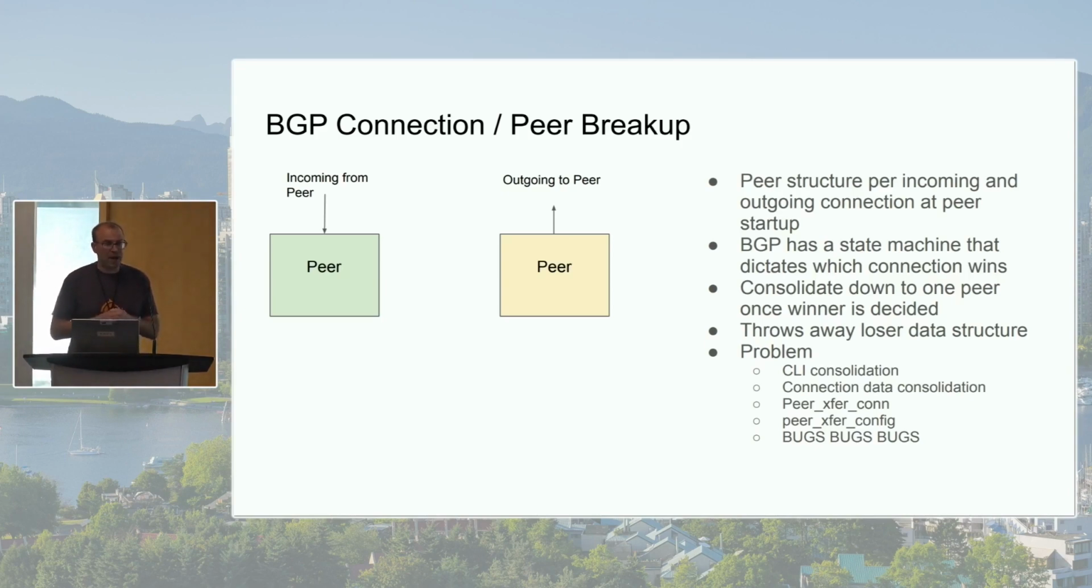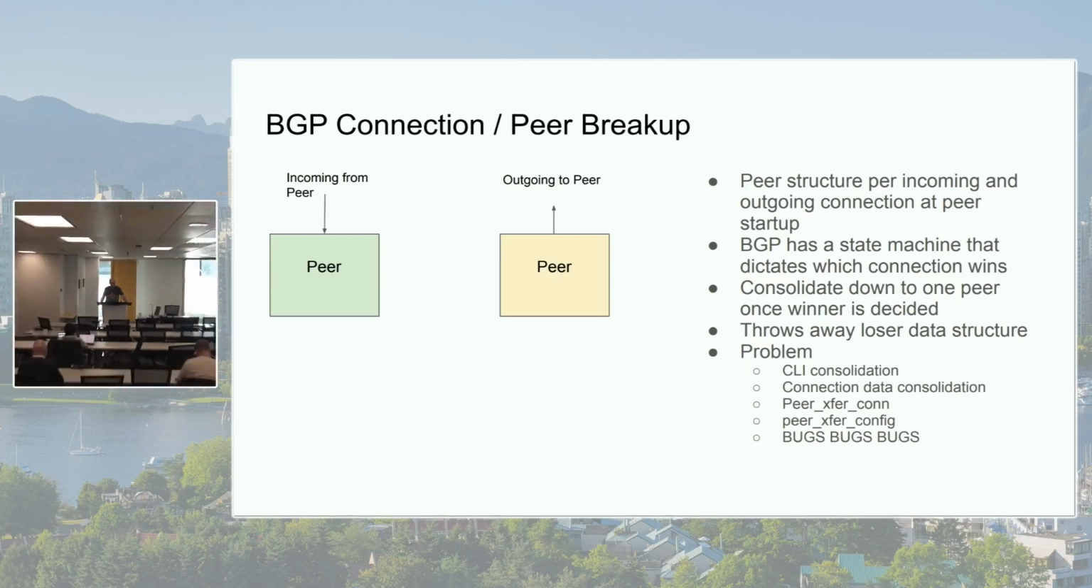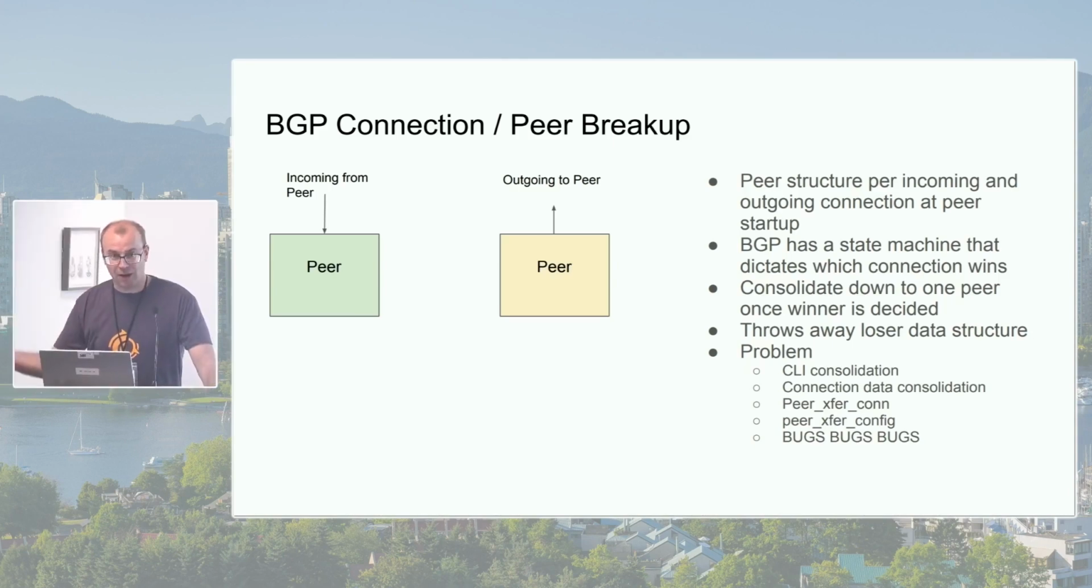And when someone adds a new connection ability or a new feature to BGP, I have to remember to go in to peer_xfer_conn and peer_xfer_config and make sure that I transfer that data over. And frankly, about twice a year, we're fixing a bug where someone has forgotten to do that. And frankly, it's just bad design. I want to fix it.